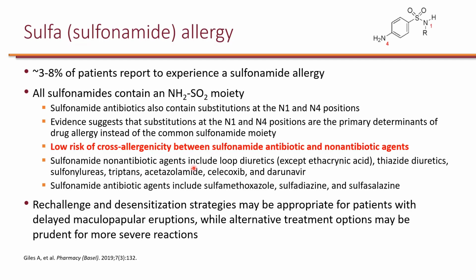And in general, sulfonamide non-antibiotic agents include loop diuretics like furosemide, thiazide diuretics, so hydrochlorothiazide for example, sulfonylureas, triptans that are used for migraine, acetazolamide, celecoxib, which is a COX-2 inhibitor, as well as some protease inhibitors for HIV, such as darunavir. And sulfonamide antibiotics, for the most part, include sulfamethoxazole, which we use for UTIs in combination with trimethoprim, but there's also sulfadiazine as well as sulfasalazine.